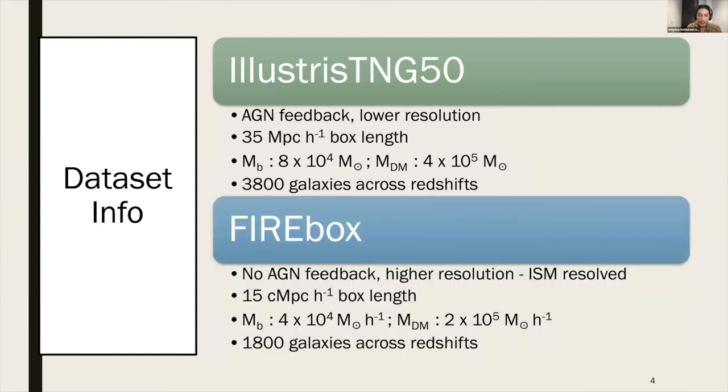It has a smaller box length, and so less massive halos and a fewer number of galaxies, but the ISM is resolved. And again, there's no AGN feedback. I think I already said that.